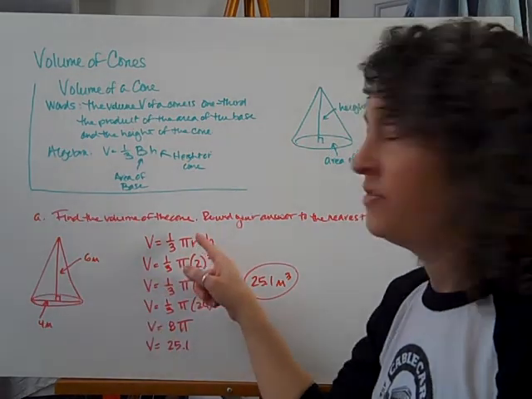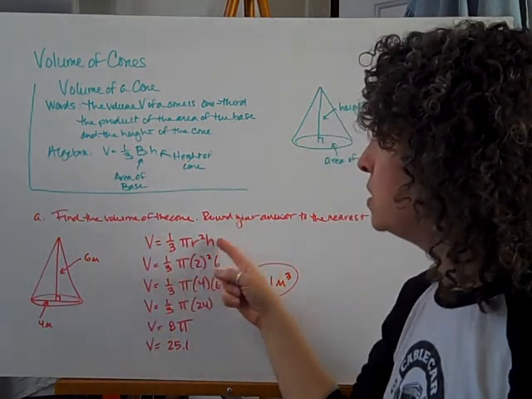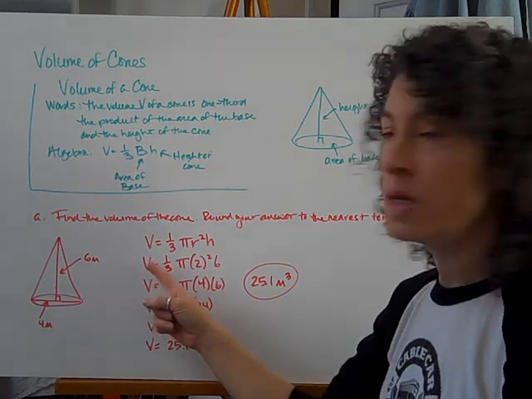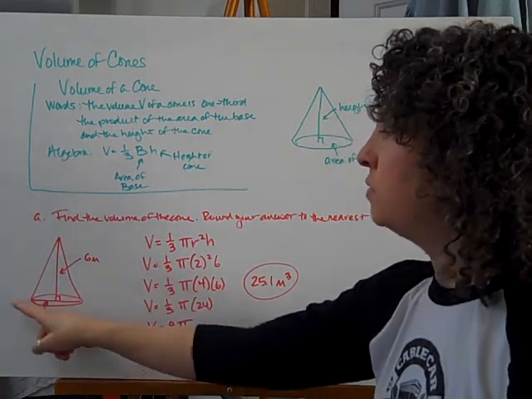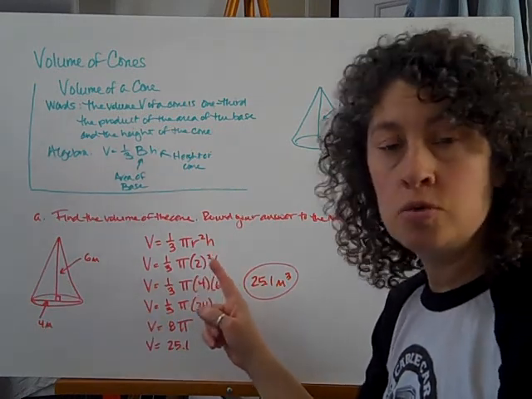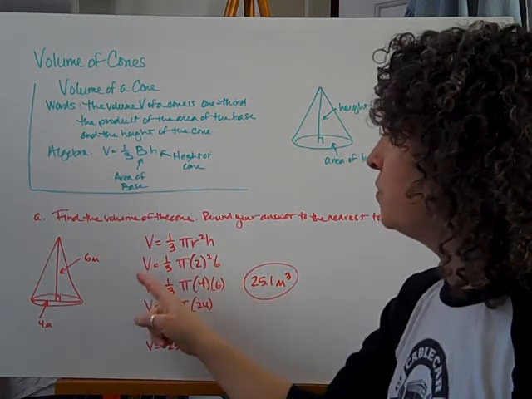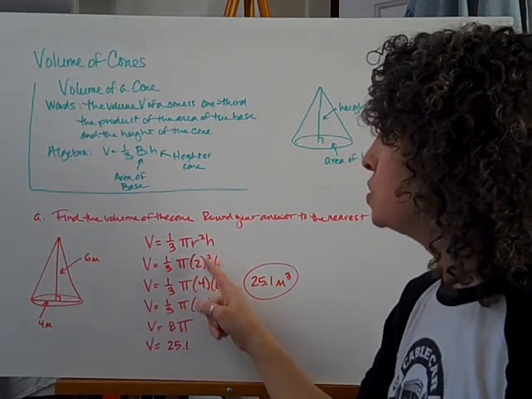So FSSU. Here's my formula: volume equals 1/3 pi r squared h. I'm going to substitute in. Since my diameter is 4, I'm going to use a radius of 2, since the radius is half of the diameter, and then our height of 6. So volume equals 1/3 pi 2 squared times 6.